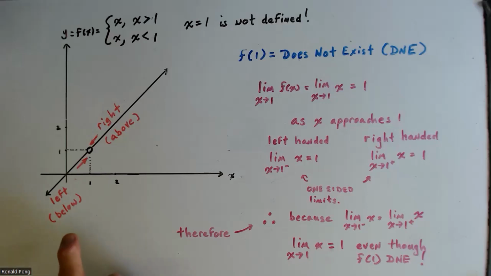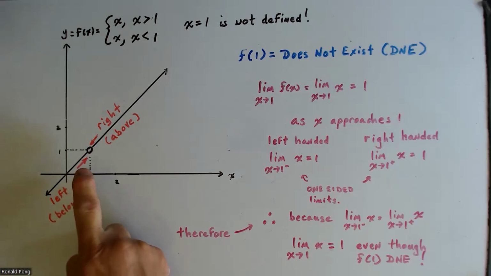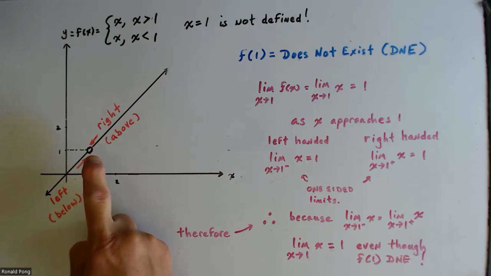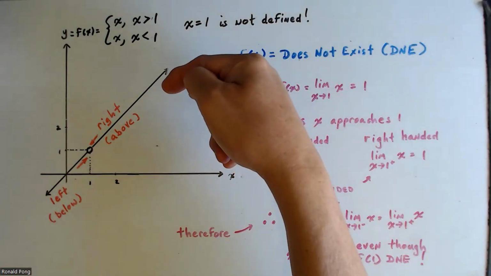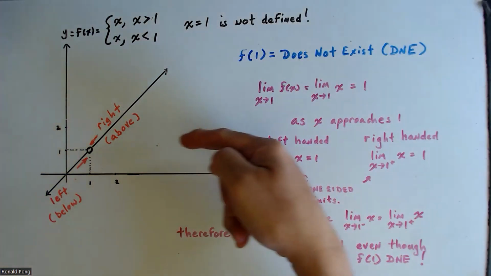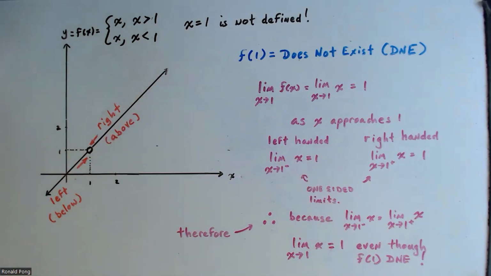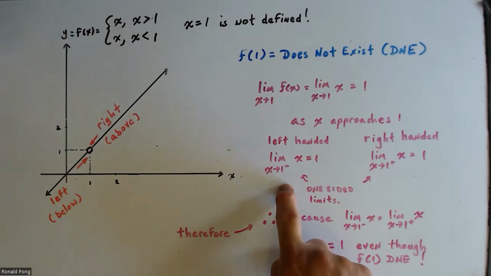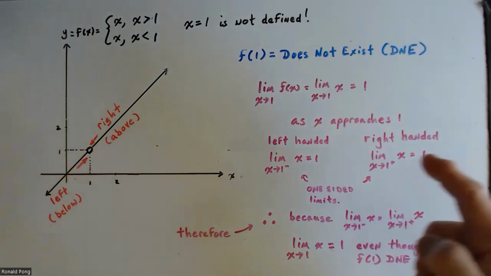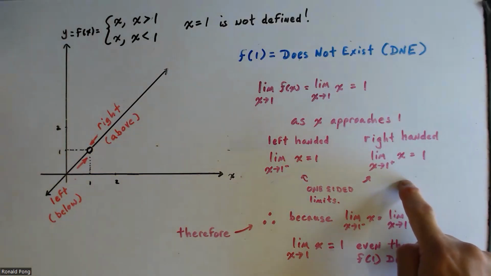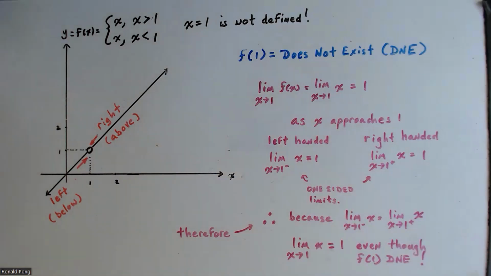Notice that if I approach from below or the left-hand side, I'm getting closer and closer to f of x equals 1. And as I approach values of x from the right-hand side, getting closer and closer to 1, the value of f of x also equals 1. We say that the left-handed limit, the limit as x approaches 1 from the left of our function, equals 1, and the right-handed limit, the limit as x approaches 1 from the right, also equals 1.